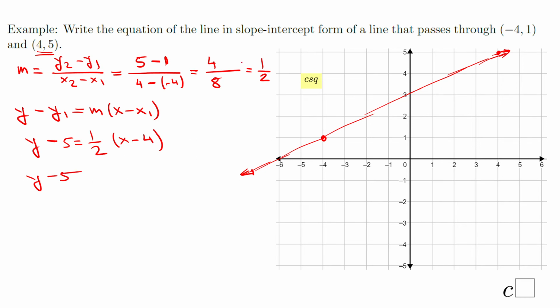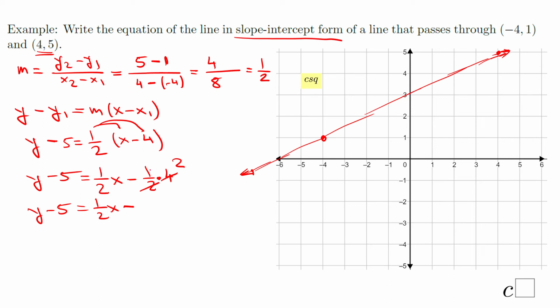And again, we need the slope-intercept form, so I'm going to do the distributive property here. And I have 1 over 2 times x, that is 1 over 2x, minus 1 over 2 times 4. Let's simplify the right side first. And we have here 1 over 2 times 4, that is 2, or you can simplify like this. And we have 1 times 2, which is 2.